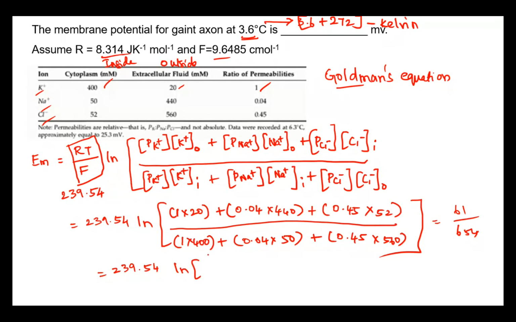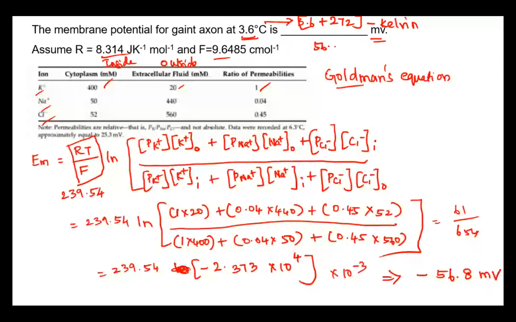If I take ln, I get a negative answer: minus 2.37, times 10 to the power of 4 as you see in the calculator. You need to convert it into millivolt because the answer should be in millivolt. You just multiply this answer with 10 to the power of minus 3, and you will get the final value as minus 56.8 millivolt. So here the answer is 56.8.